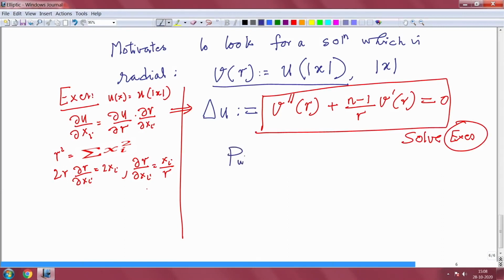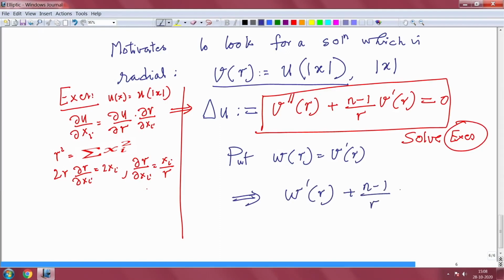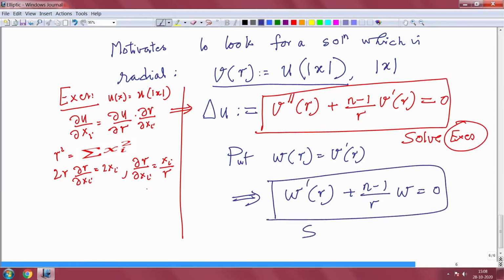Put w of r equal to v prime of r. That implies w prime of r plus n minus 1 by r times w is equal to 0. This is a first order equation, you can solve it. First solve for w and then integrate to get your v. So, you get your v prime of r. That is the exercise, you can do it.